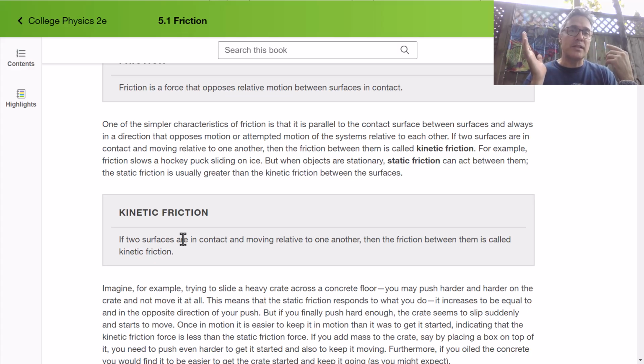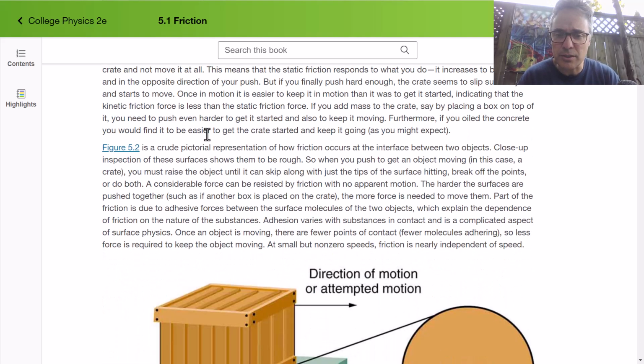And one of the ways I remember kinetic friction is that it generates heat. If you take your two hands and rub them together, you can feel that heat that's generated. That's one of the properties of kinetic friction. It's dissipative in that it converts the energy of motion into heat, which is sort of lost from your system.